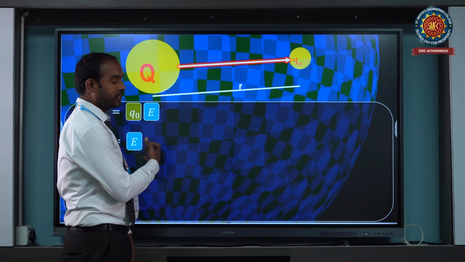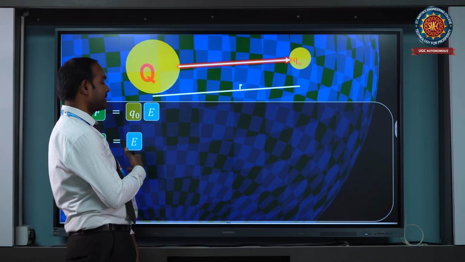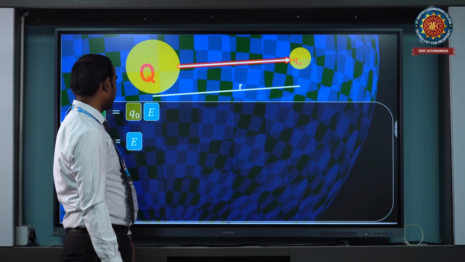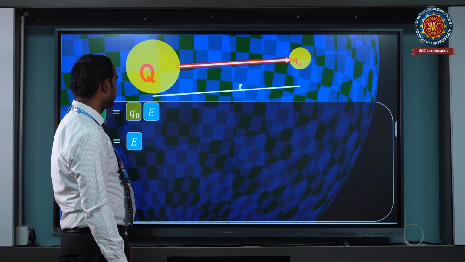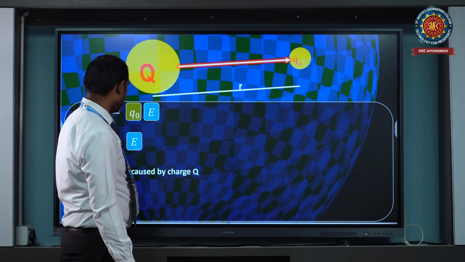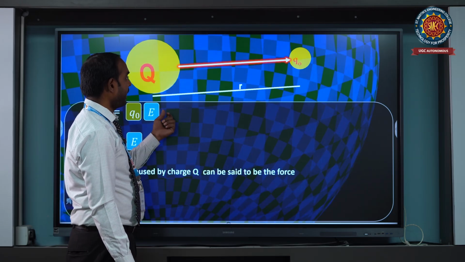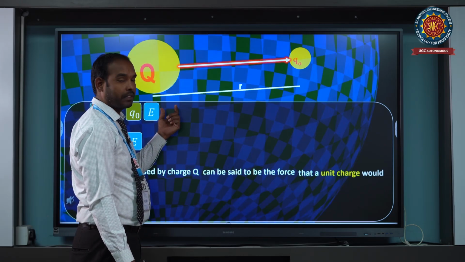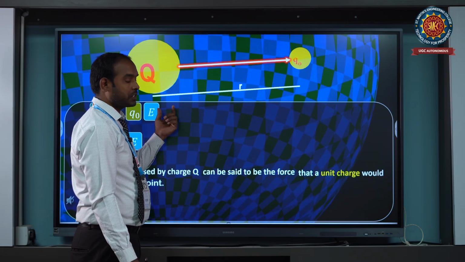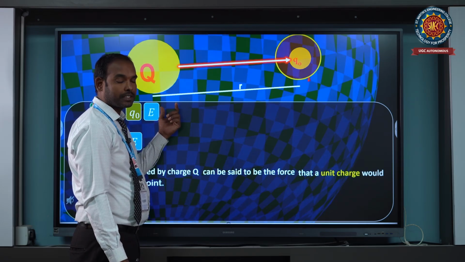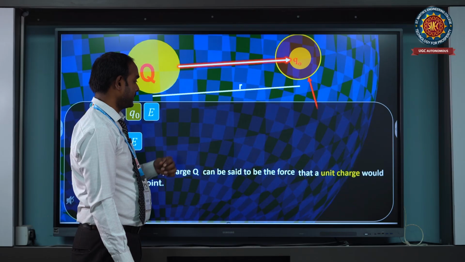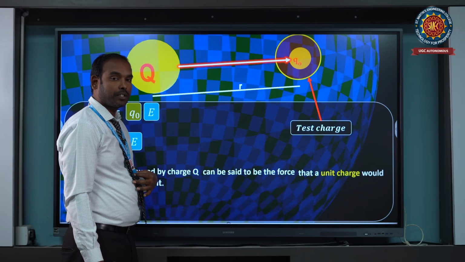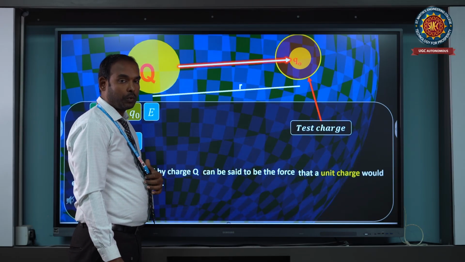It is electric lines of force. That is, F bar is equal to E bar. So electric field intensity or electric field strength is defined as the force per unit charge when it is placed in the electric field, having units newtons per coulomb or volt per meter.